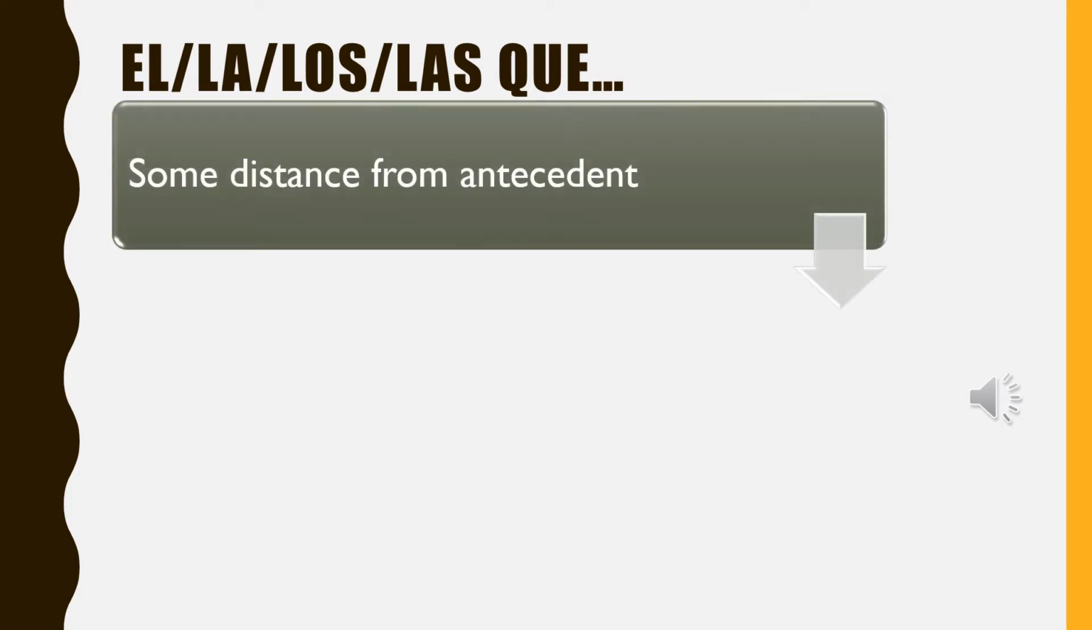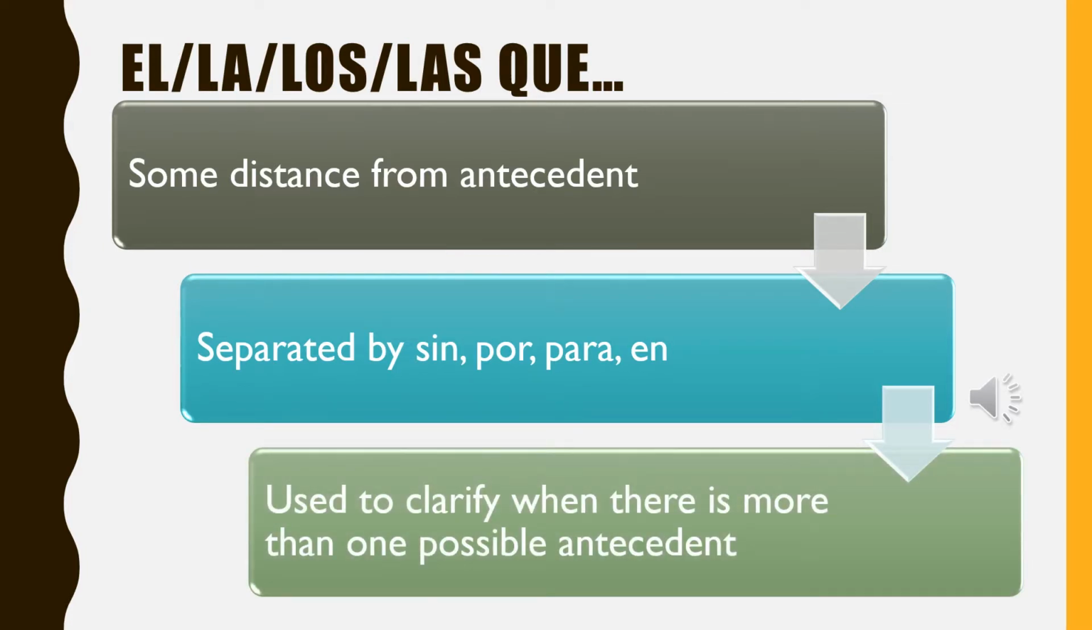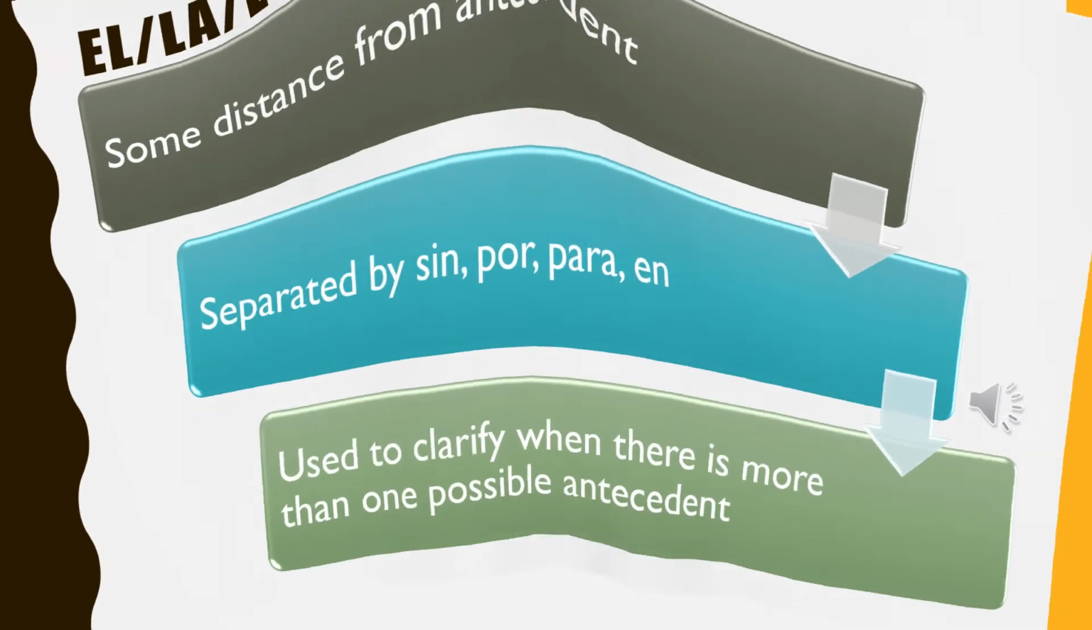Our next relative pronouns are the el, la, los, las, que. Because these are longer, they're going to be some distance from the antecedent. Usually they're going to be separated by sin, por, para, or en. And these are going to be used when we want to clarify when there's more than one possible antecedent in a sentence. We can use el que and la que to clarify also.